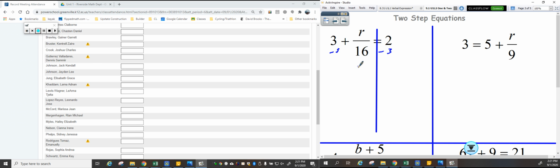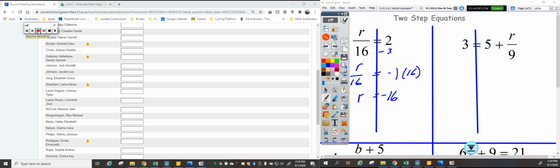So now we have r over 16 equals, what's 2 minus 3? Negative 1. Now, this is going to be a little bit easier for me to multiply by 16. So we will multiply both sides by 16. And so r equals, that's correct. All right, you guys do the next one. All right, a smart one.